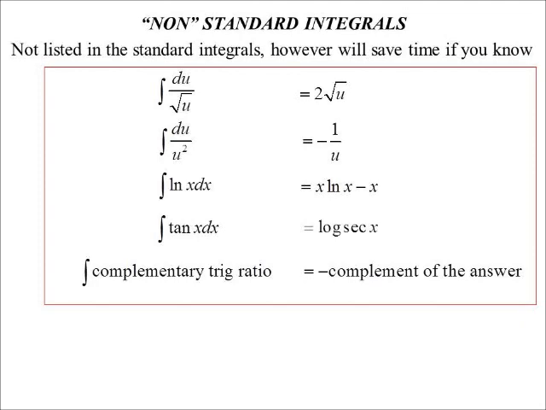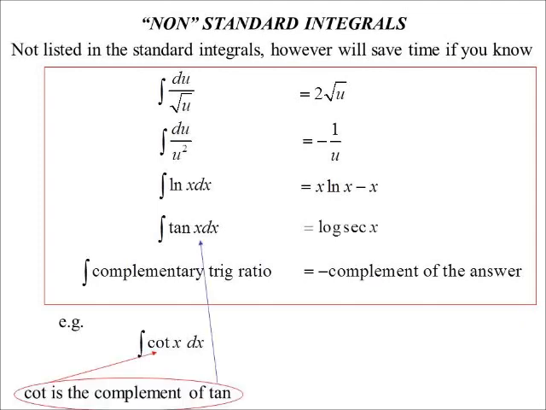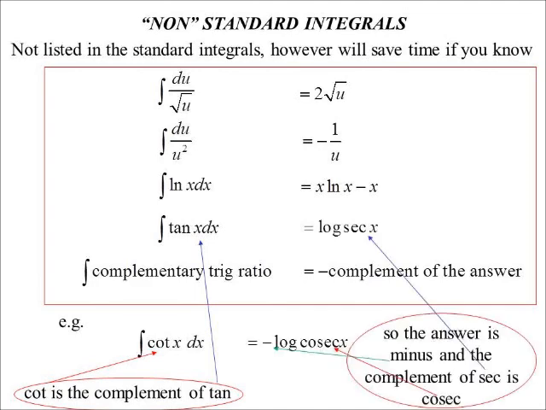What do I mean by that? Okay, if I want to find the integral of cot, well, the integral of tan is the log of sec. Right, we know that one. Therefore, the integral of the complementary ratio cot must be minus the complement of the answer. So it'll become minus the log of cosec x. So the trig ratio turns into its complement and a negative goes out the front.